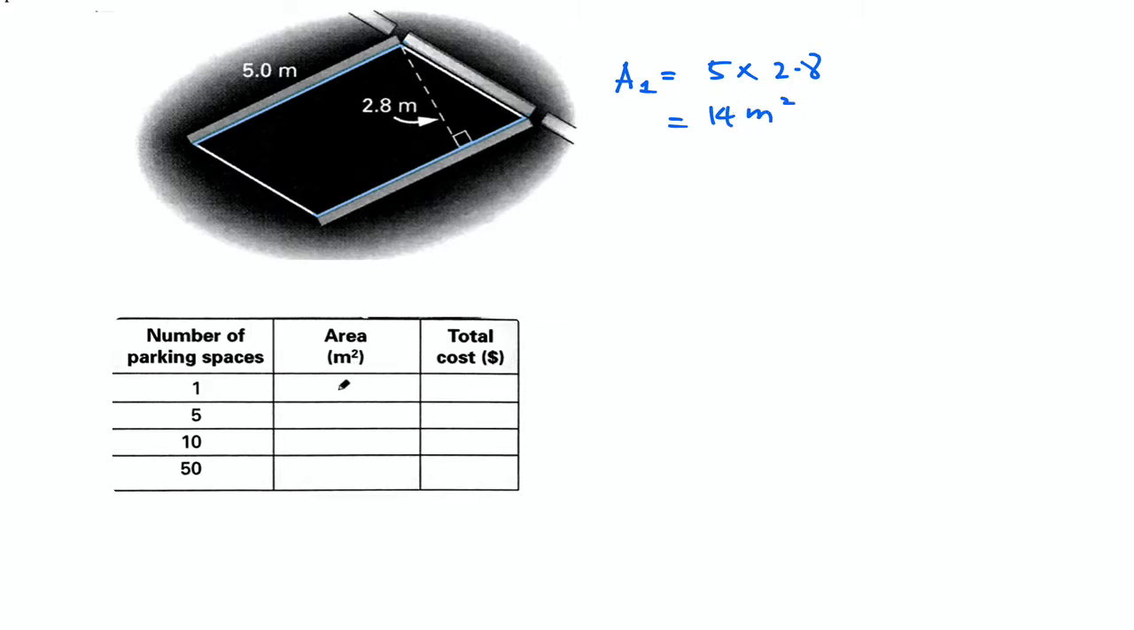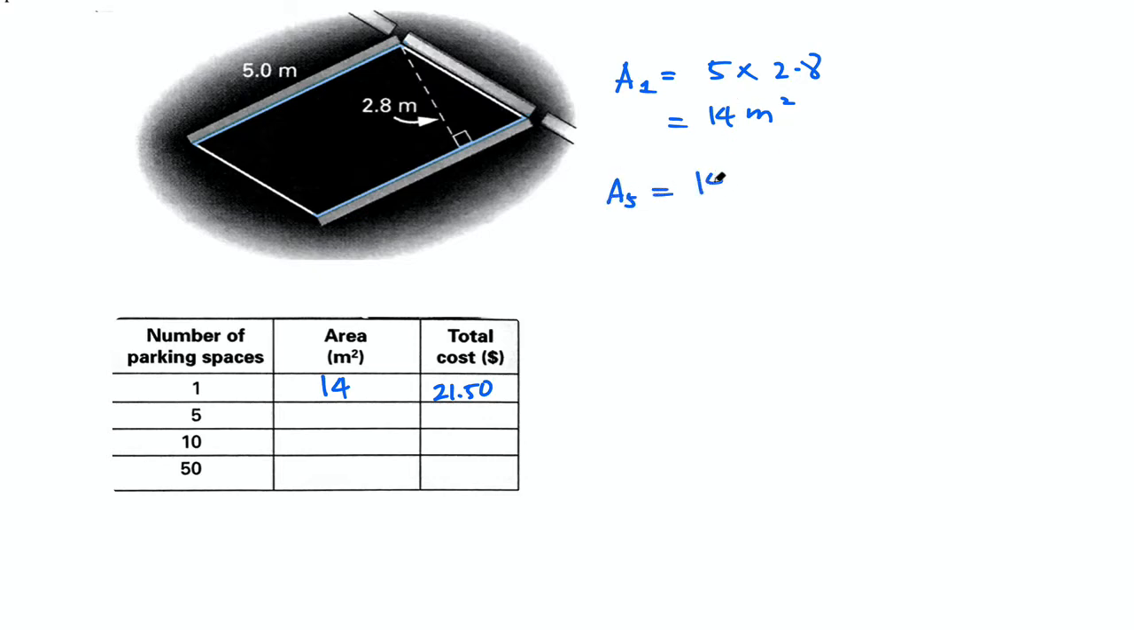So this is basically the area for one parking spot, and we know that the cost to pave each parking spot is $21.50. So for one single parking spot, we have $21.50.